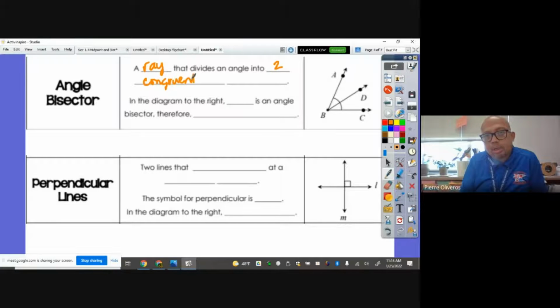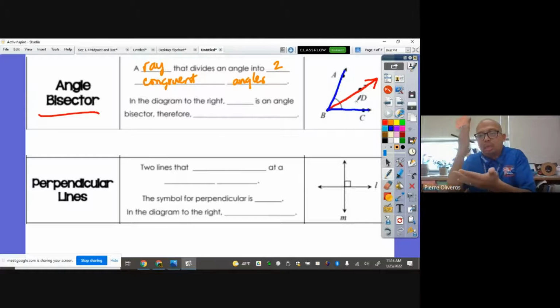Now, angle bisector: a ray that divides an angle into two congruent angles. What's the meaning of congruent? Congruent is equal. So if you look at this right side here, this is my ray, ray BD. This red ray cuts the blue angle into two equal parts. The ray BD cuts angle ABC into two equal parts. So therefore, this green angle and the orange angle have to be congruent, or equal in value.